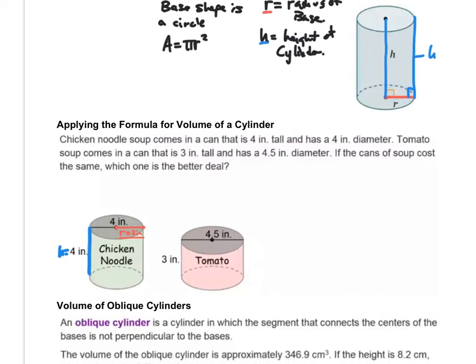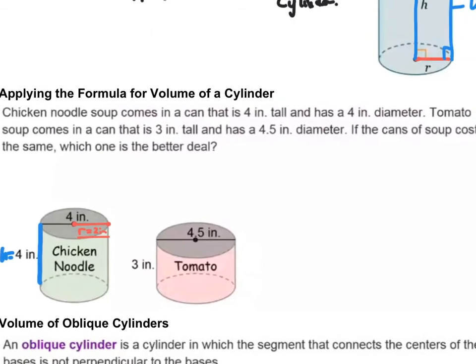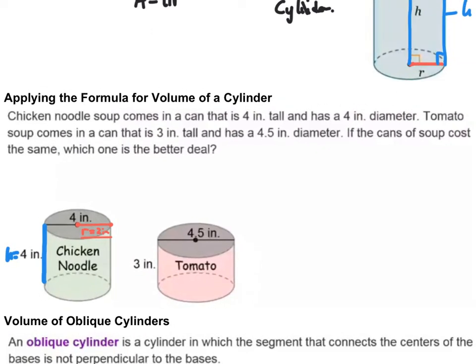Now, the tomato soup comes in a can that is 3 inches tall. I can't get a good zoom in on this for some reason. So we've got a height that's 3 inches, and a diameter that's 4.5 inches. If I take 4.5 inches and divide it by 2, that gives me a radius, which is this length here, and this radius is going to equal 2.25 inches.